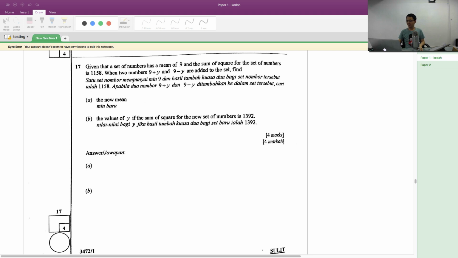Alright, let's go to the screen sharing. First I just want to make sure all of you can see the screen nicely.